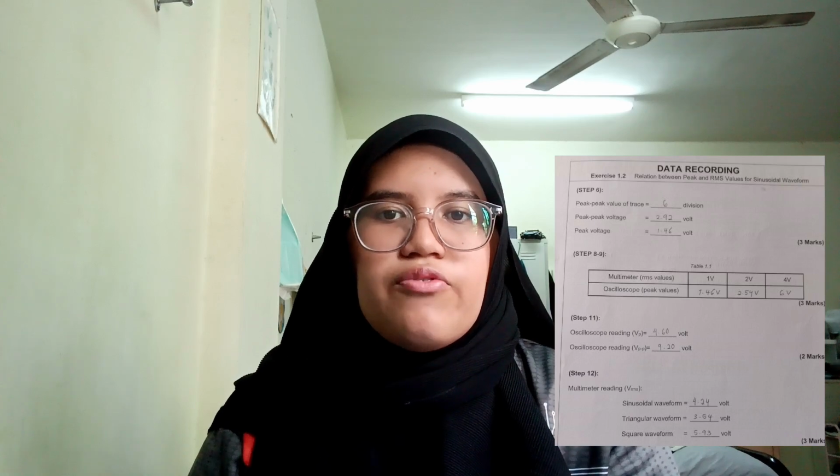Now, in our lab, I recorded some results using both an oscilloscope and a multimeter. For example, from the oscilloscope, I got a peak value of 1.46 volts when the multimeter showed 1 volt RMS. That makes sense because 1.46 times 0.707 is about 1.03, which is close to 1 volt.